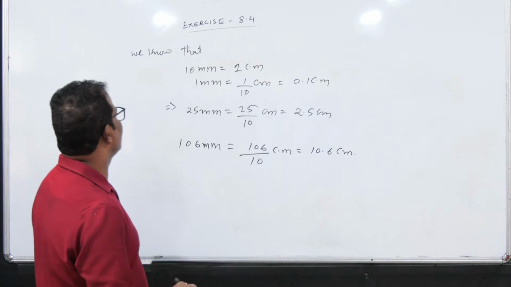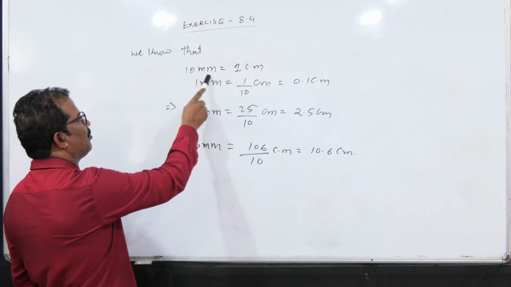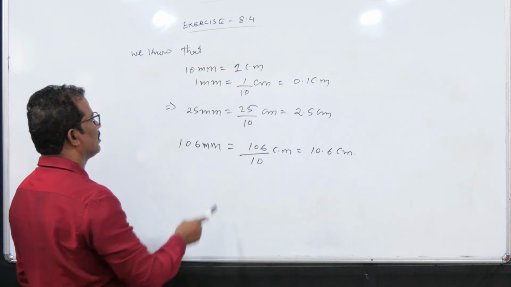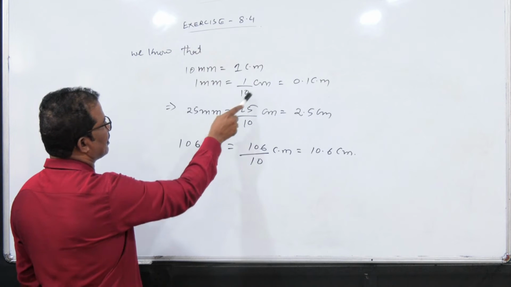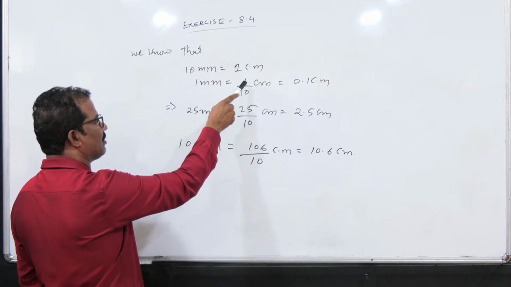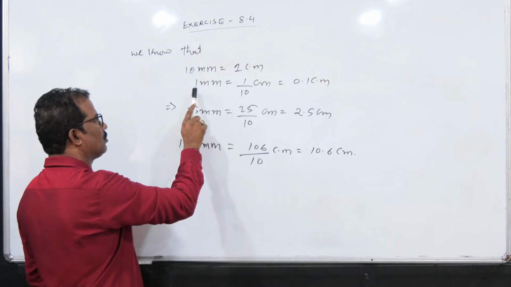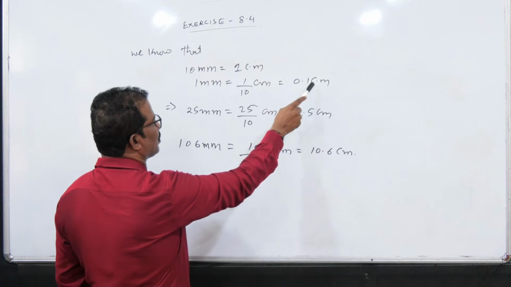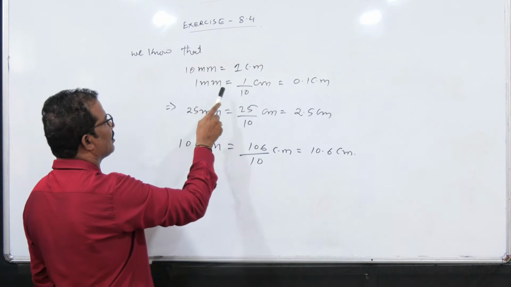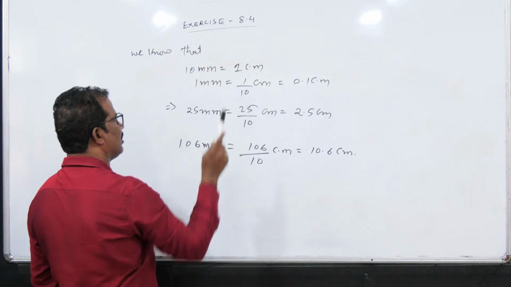Understand all of you? Students, one more conversion you see here. We know that 10 millimeter is equal to 1 centimeter. And 1 millimeter is equal to 1 by 10 centimeter. So if you divide 1 by 10, we will get 0.1 centimeter. That means to convert millimeter into centimeter, we have to multiply directly by 0.1, or simply we can say to convert millimeter into centimeter, we can divide by 10 only.